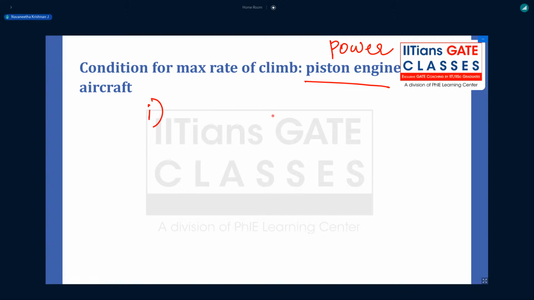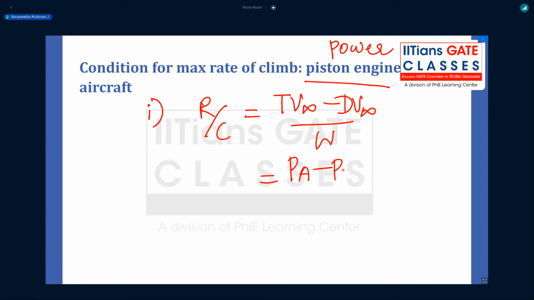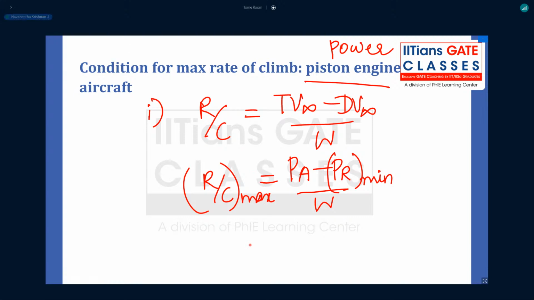Okay. So I already mentioned what rate of climb is. Rate of climb is nothing but thrust into velocity minus drag into velocity, divided by weight, which is nothing but power available minus power required by weight. For rate of climb to be maximum, once the engine is selected, power available is fixed. Power required, we can optimize. So when power required is minimum, rate of climb is maximum.